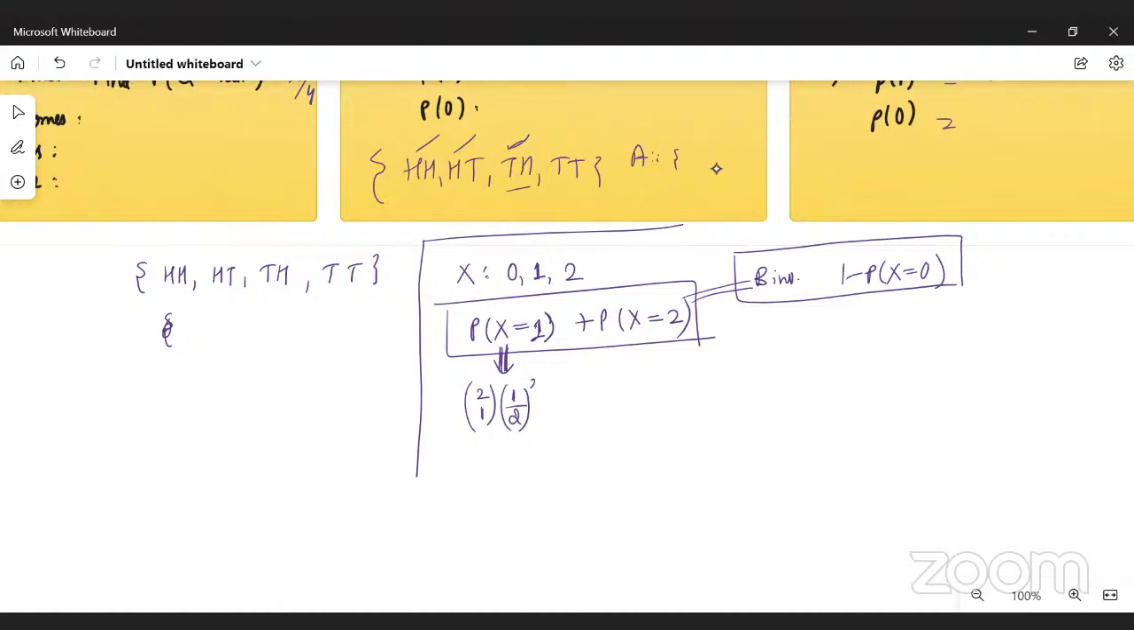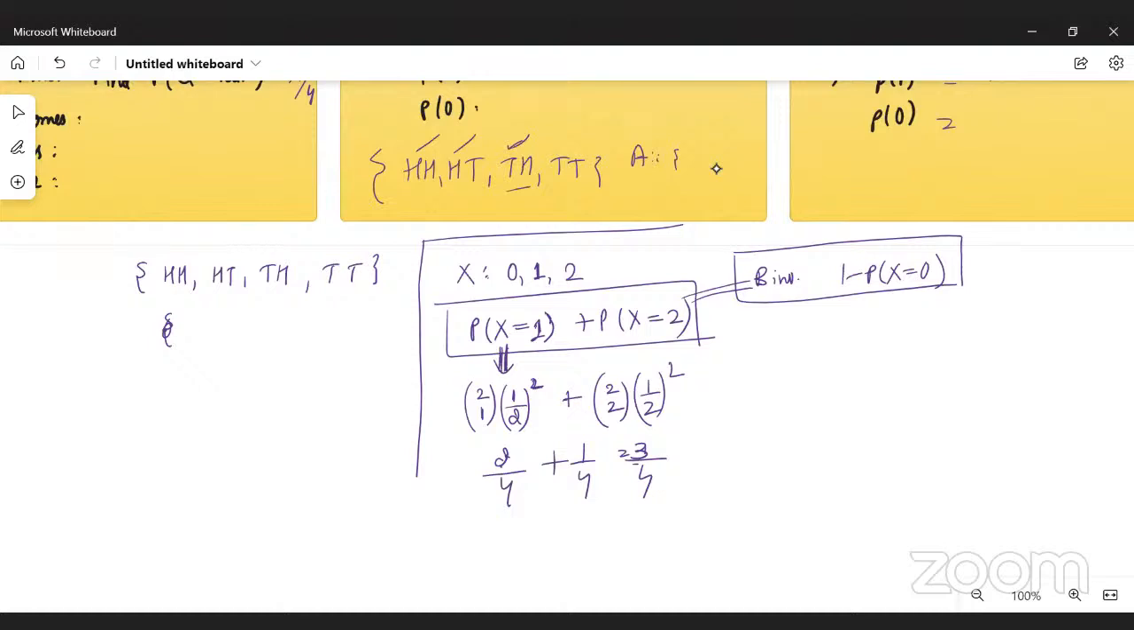And what is the probability that X equal 2? It is 2 choose 2, 1 by 2 to the power 2. So this is 2 by 4 plus 1 by 4, that is 3 by 4. Right?